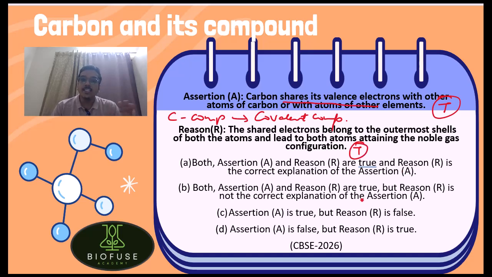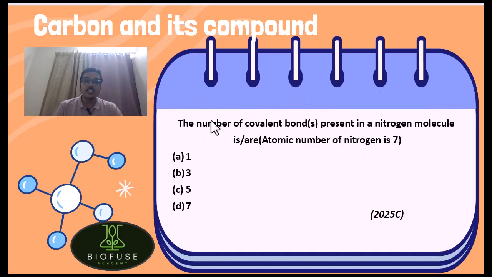Now we are given four options, A, B, C and D. I guess option A is the right choice because both assertion and reason are true. So option A is the correct choice. Now let us move on with the second question.